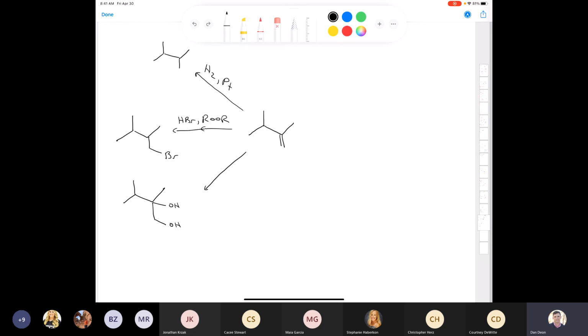You could use first step MCPBA, second step acid, or you could use one of my favorites, a catalytic amount of osmium tetroxide followed by N-methylmorpholine N-oxide, NMO. That works too.